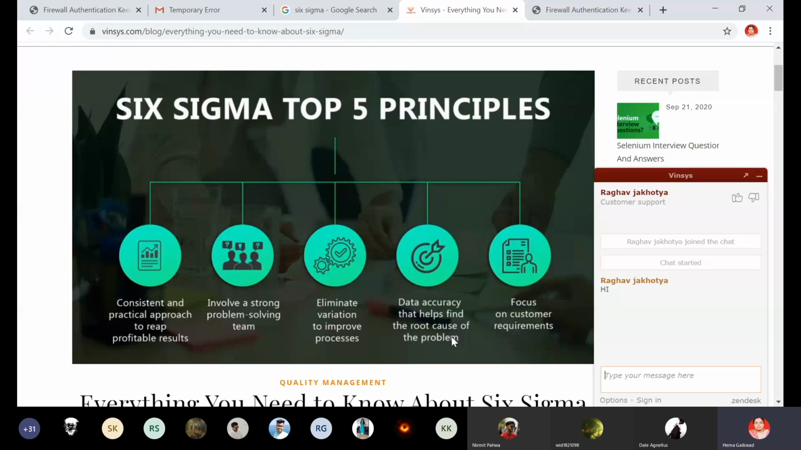Clear? So the root cause problems and how to do the root cause analysis we will discuss in the next lecture, but this is just for your information. Once again I will share the screen.